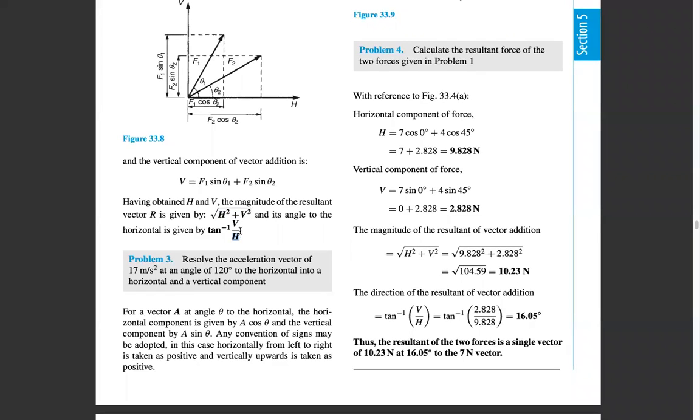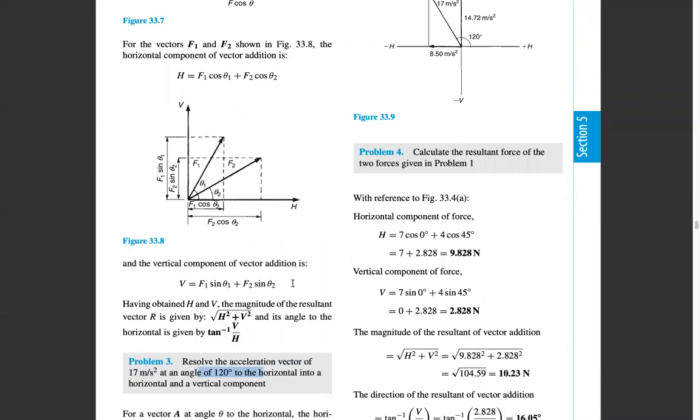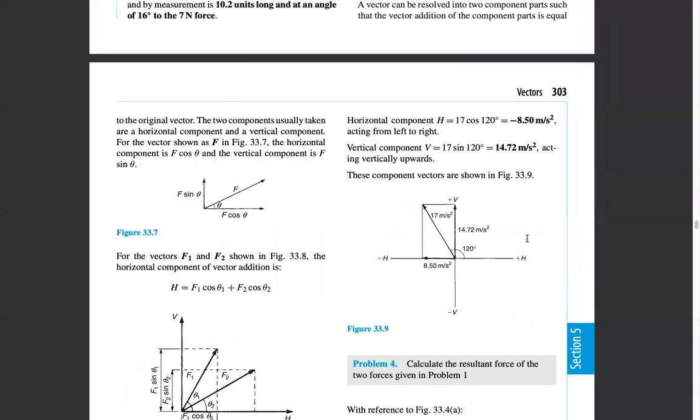So you see here this example, resolve an acceleration vector, which is 17 meters per second squared at an angle of 120 degrees to the horizontal. You draw a diagram, this is the diagram here. 120 degrees makes that acceleration component in the second quadrant, right? We count in an anti-clockwise way: first, second, third, fourth. So this is the second quadrant, this angle is 120 degrees.